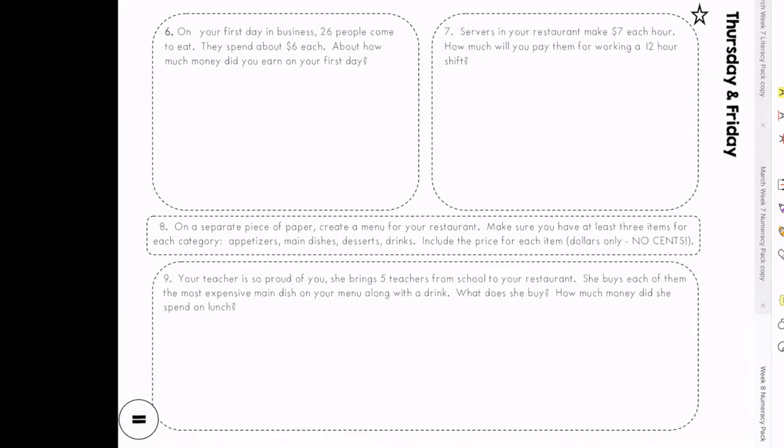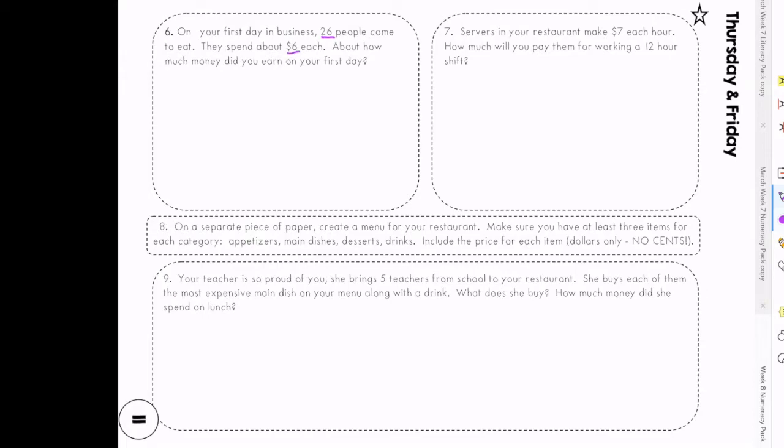Okay, number 6. On your first day in business, 26 people come to eat. They spend about $6 each. How much money did you earn on your first day? Okay, so don't think about this in Hong Kong dollars, okay? So you can think of it as American $6 or £6, okay? So we've got 26 people and we've got $6 each. Okay, so what would your equation be?